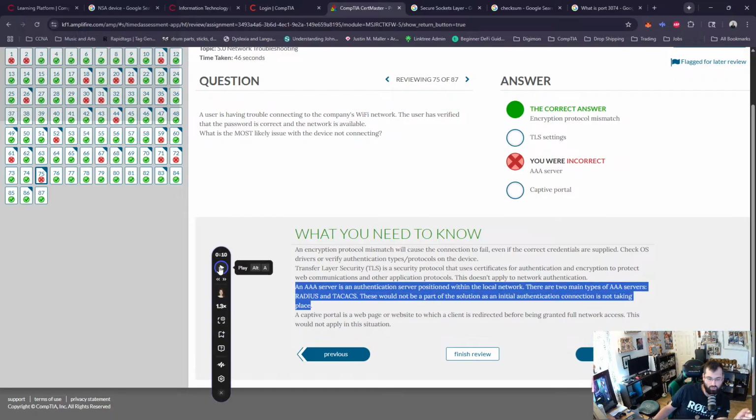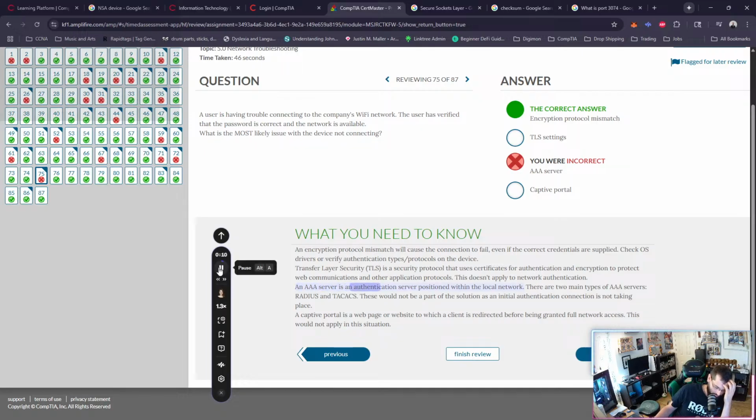Okay, this is important just to know. An AAA server is an authentication server positioned within the local network. There are 2 main types of AAA servers, RADIUS and TACACS+. These would not be a part of the solution as an initial authentication connection is not taking place.